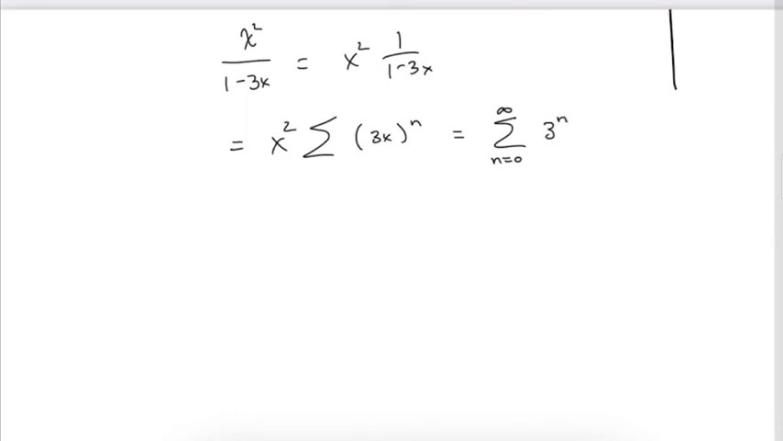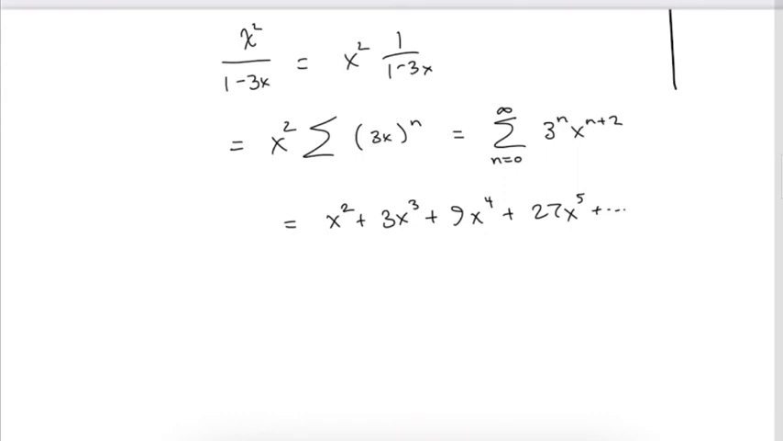3 to the n, x to the n plus 2, I think is what I get when I split up the exponent to the power n, but then I have 2 extra x's from the outside that come on in. 3 to the n, x to the n plus 2. So if I were to write out a few terms here, the first term is just x squared, and then 3x cubed, and then powers of 3 on the front. 9x to the 4, 27x to the 5, etc. These are the terms of the series.